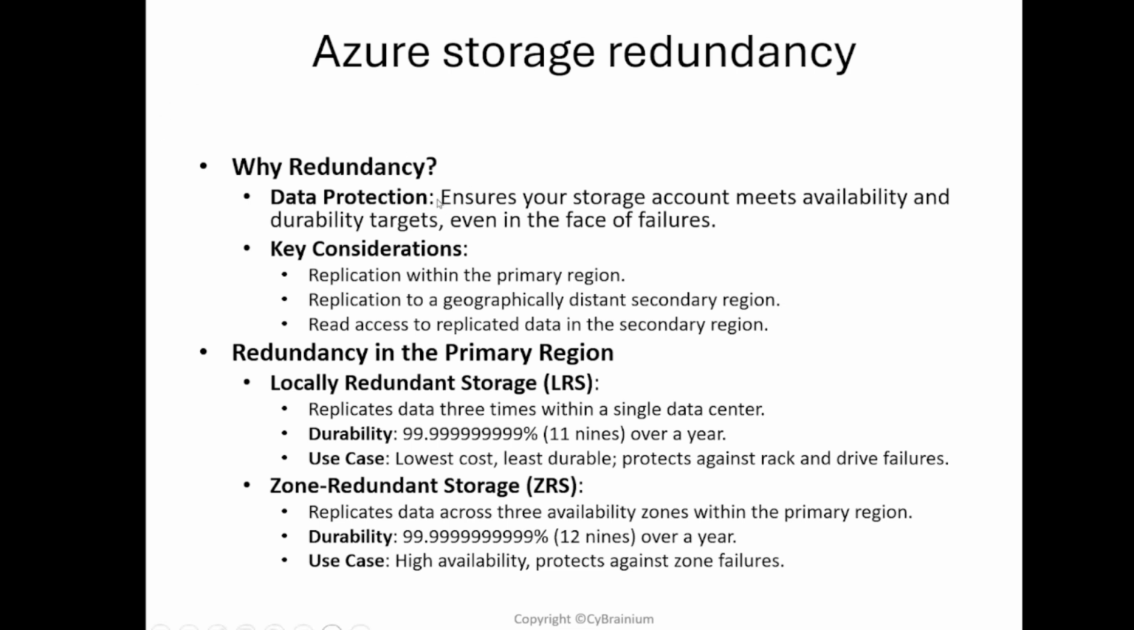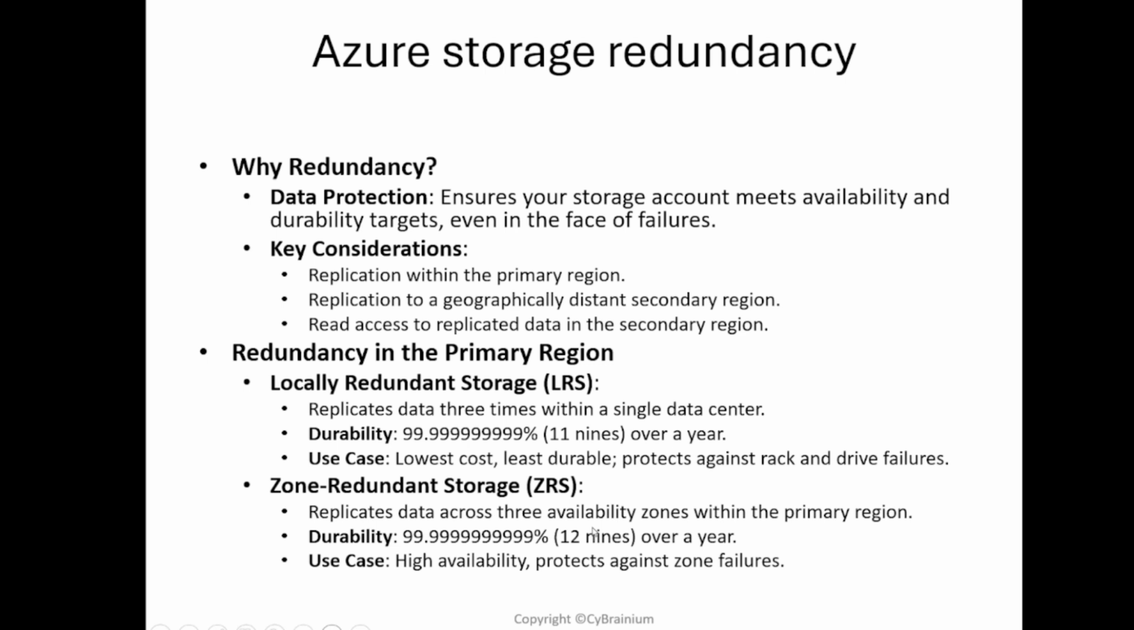Data protection ensures your storage accounts meet availability and durability targets even in the face of failure. The key considerations are replication within the primary region, replication geographically, or read access to replicated data in the secondary region. Now, redundancy in the primary region is LRS and ZRS. LRS has 11 nines of durability over a year, and zone redundant storage has 12 nines over a year.